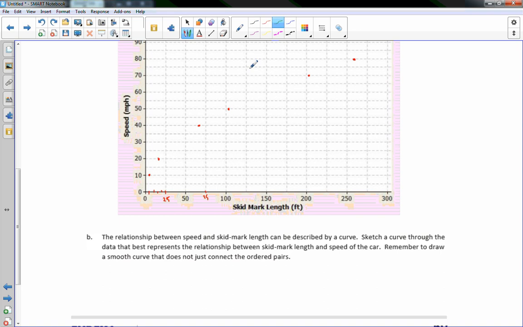So now I want to draw a curve through that. It's going to come up like so and over like that. Okay, something like that. Remember to draw a smooth curve that does not just connect the ordered pairs. So as you can see, I am not on the line, not on the curve, and not on the curve here.